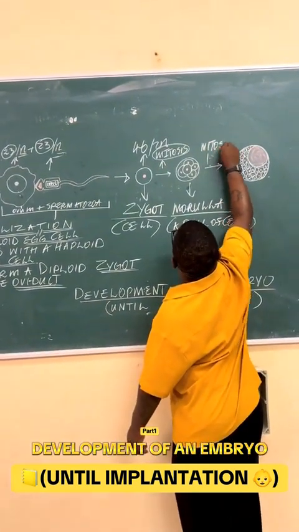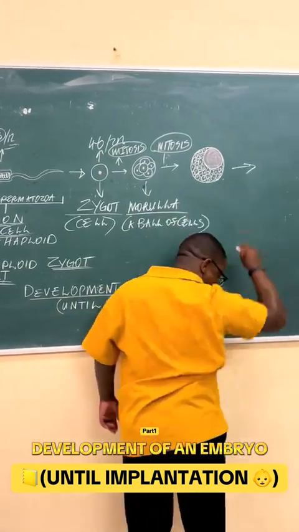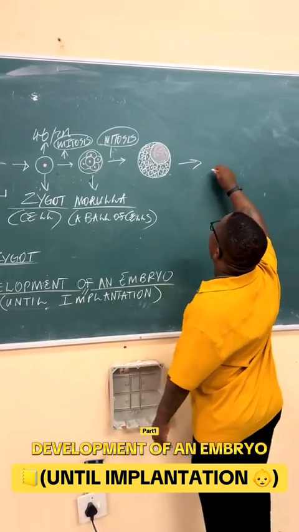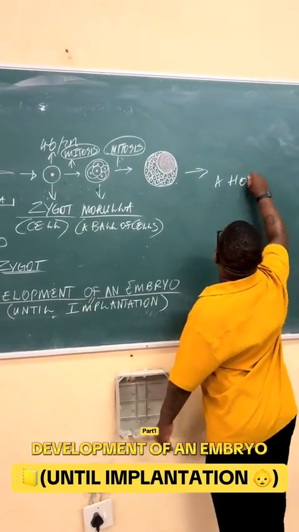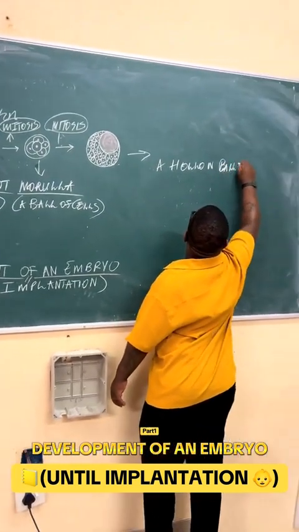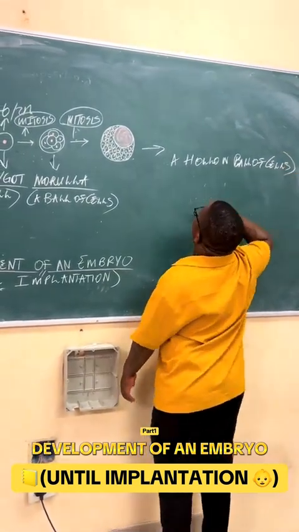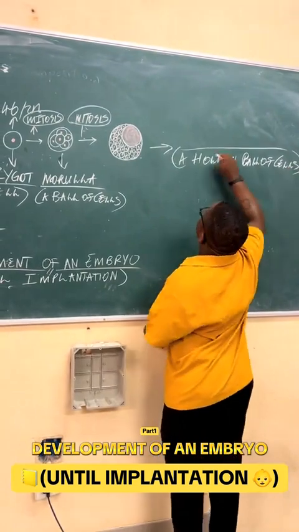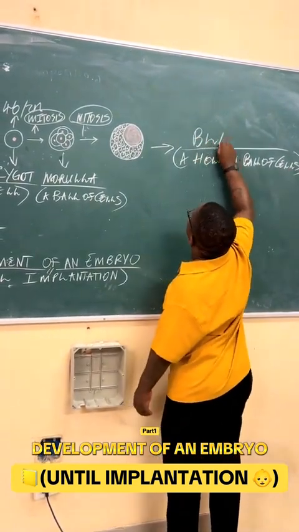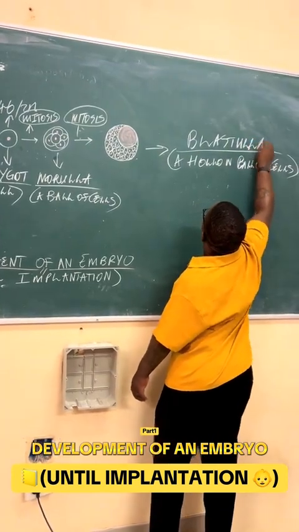The morula will undergo mitosis to form what we call a hollow ball of cells. And this hollow ball of cells is very important because it is given a special name, which is a blastula. It is a blastula.